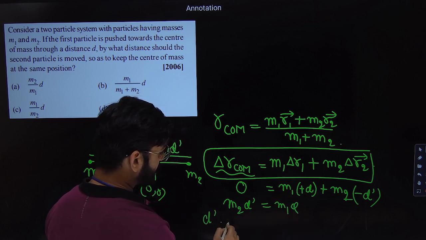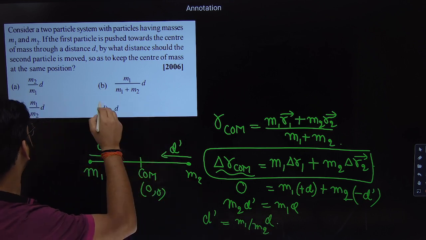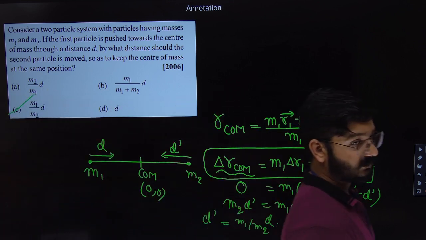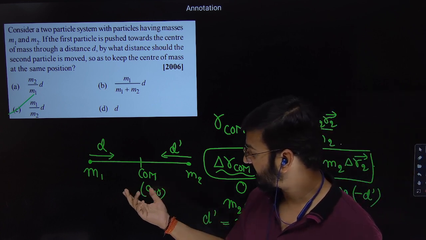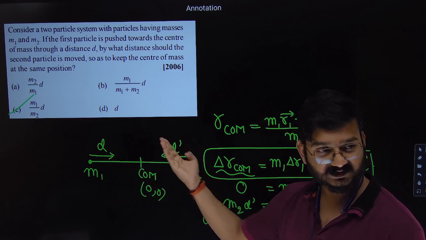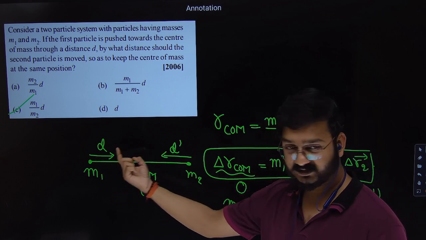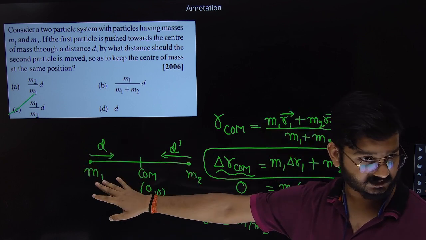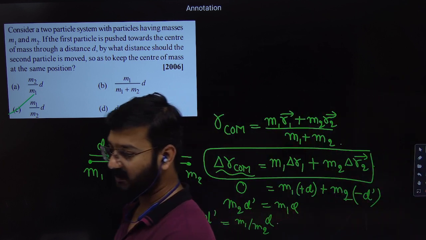So what will D dash be equal to? M1 by M2 into D. Which option? Clear? Any problem? I'm repeating again if anyone is getting confused about how to decide plus and minus: if this is plus, this will be minus. If this is minus, this will be plus. Don't get confused. You told that it is moving towards the right side, so take it as plus, so I take it as plus. Any problem? So how many steps? One, two. If you know the concept, two steps are enough.